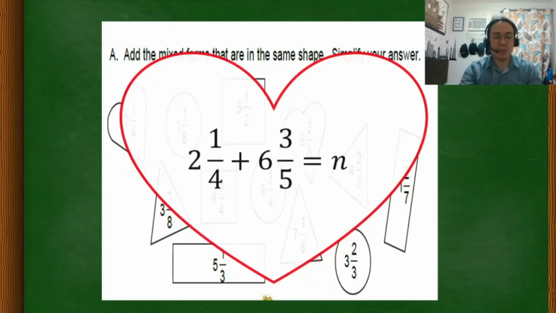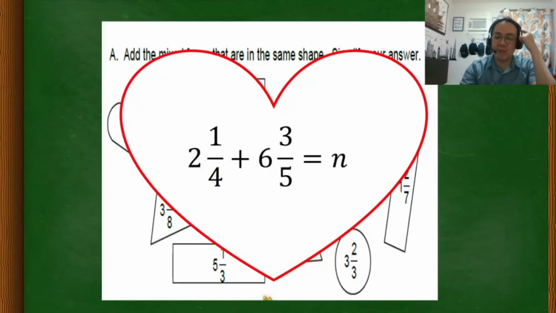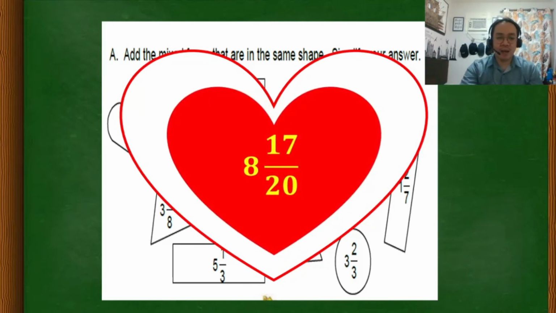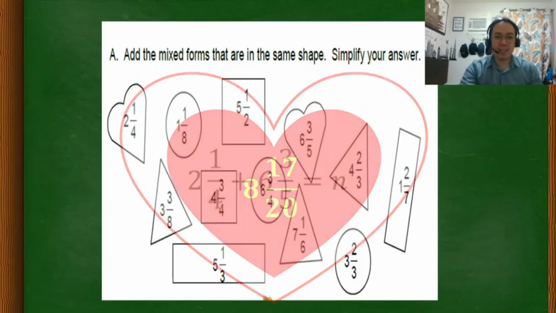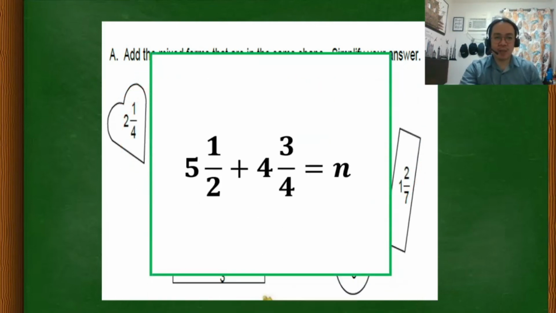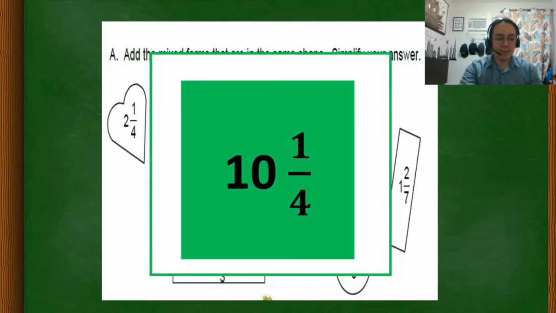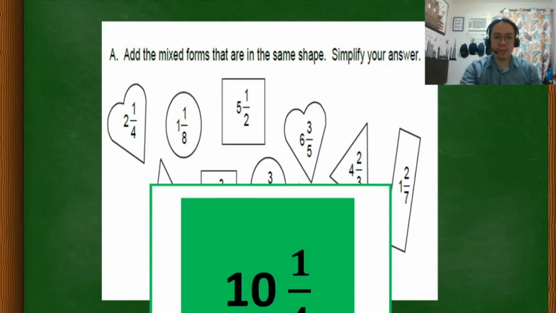So, let's start with heart. Okay, try to look or find the heart on your paper kung saan nyo siya sinolve. So, 2 and 1/4 plus 6 and 3/5. The answer is? Good job! Okay, good job. If you get 8 and 17/20, good job ka dyan. Okay, next one is the square. 5 and 1/2 plus 4 and 3/4. The answer is? Good job! 10 and 1/4. Good job.